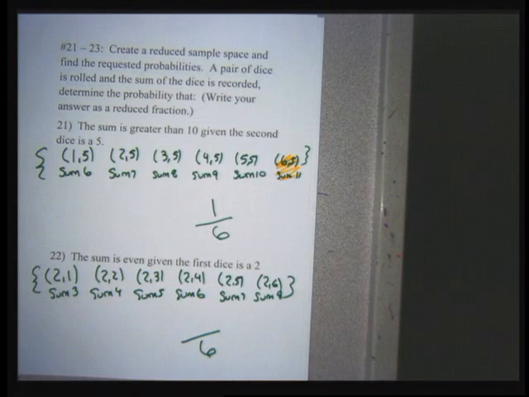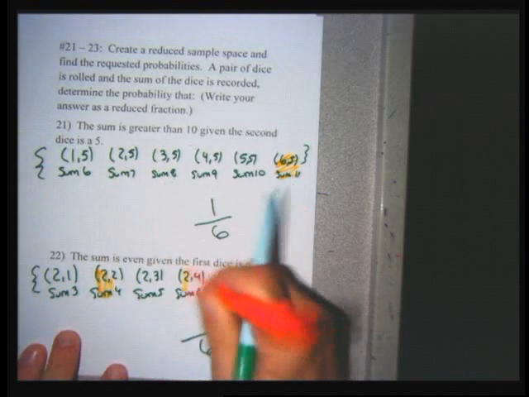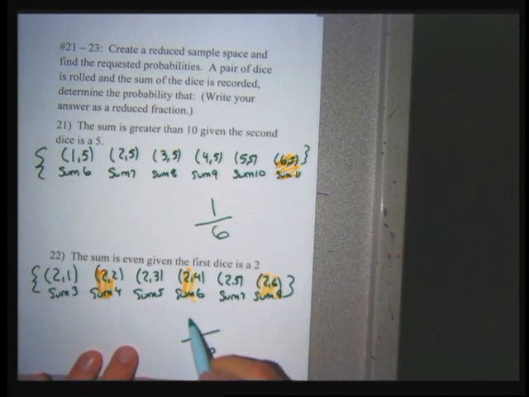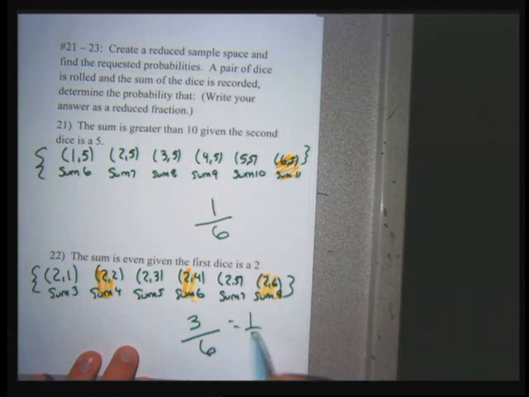The numerator needs to be the ones that have even sums, because 4, 6, and 8 are even numbers. 3, 5, and 7 aren't even numbers, so I didn't circle those. So this is going to be 3 and 6, which is a half.